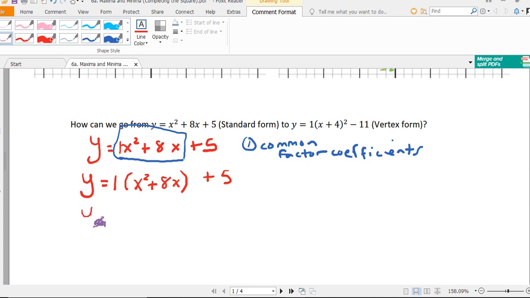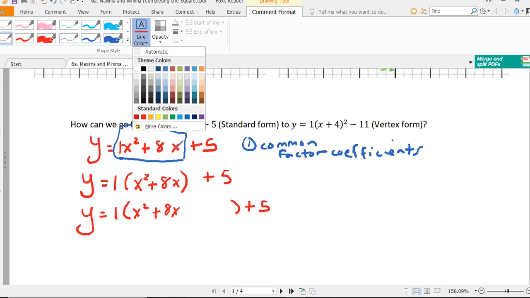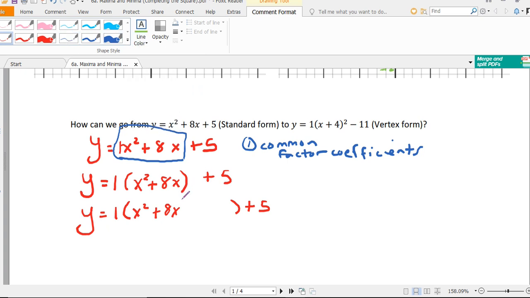Okay? Now what do I do? Well, I'm going to rewrite the equation, but I'm going to leave a bunch of space here, plus 5. Okay? And why am I going to leave a bunch of space? Well, this is step 1 of completing the square. What I'm going to do is find half of this coefficient.